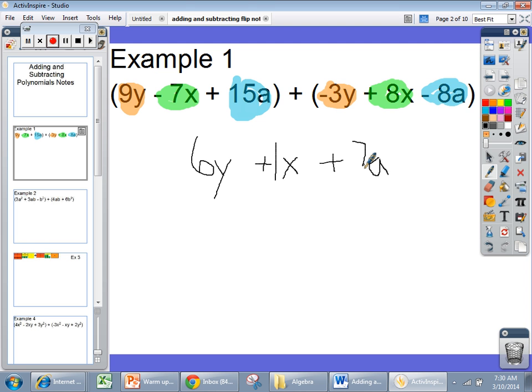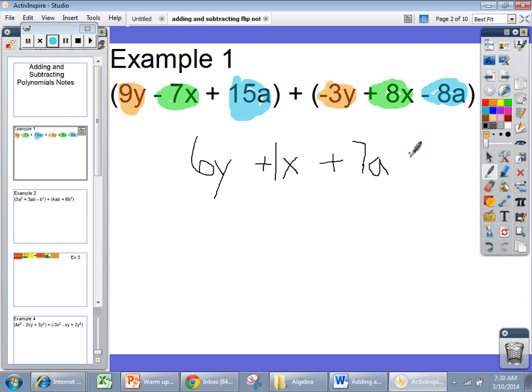I put it in the right order? Oh, yes, but none of these have squareds or cubes, but usually, yes, we put them in the correct order. If you want to put it in alphabetical order, you can, but we don't have to.